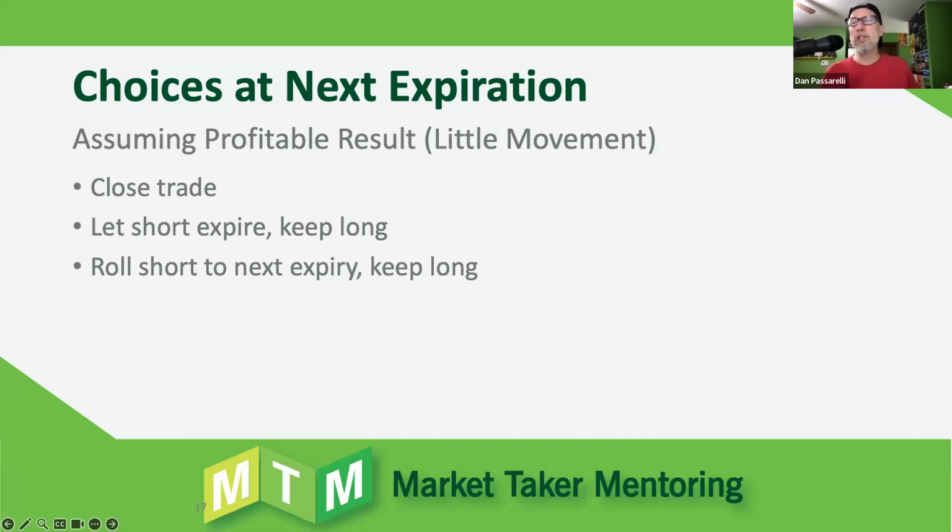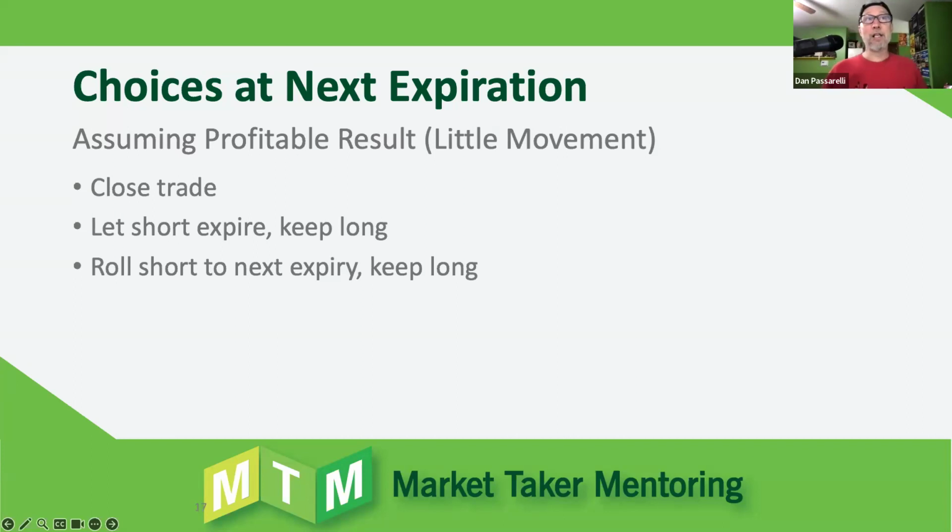So I could just close the whole darn thing, or I could let the short option expire and keep the long option, which I almost never do, because when I first put it on, I think this stock is going to be neutral. If I let the short option expire, then it's, oh, I think the stock is going to go up. What would have changed? It's kind of weird, right? But every once in a while it does. So I leave this in here as a choice.